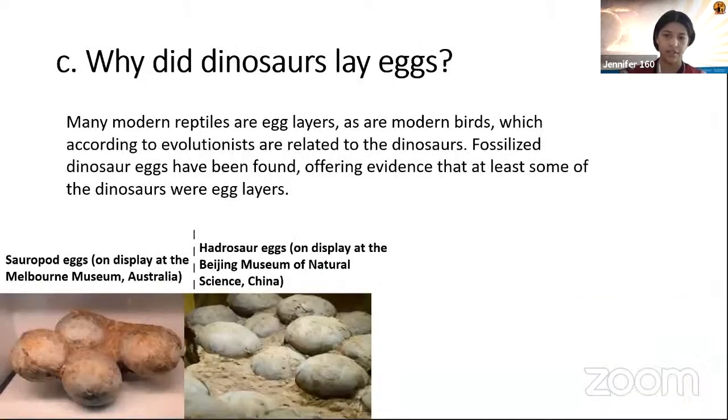So why did dinosaurs lay eggs? Of course, they lay eggs to reproduce, but many reptiles are egg layers, as are modern birds, which according to evolutionists are related to dinosaurs. Fossilized dinosaur eggs have been found, offering evidence that at least some of the dinosaurs were egg layers. Some examples are on the screen, like sauropods. You can find them on display in the Melbourne Museum in Australia, and Hadrosaur eggs on display in the Beijing Museum in China.